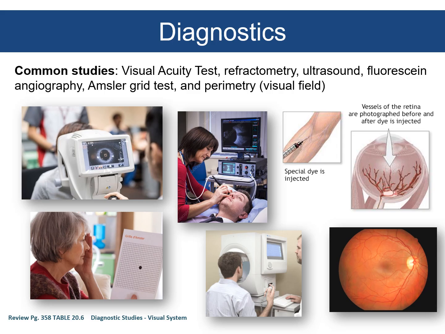Okay, so diagnostics. There are a lot of different types of visual testing. The one that I want you to focus on is the visual acuity test, because that is the baseline. If anybody complains of eye pain or some type of vision issue, blurriness, anything like that, the first thing you're going to do is a visual acuity test using a Snellen chart, which we will see on the next slide. These are some other examples of different kinds of studies that can be done. Please review table 20.6 on page 358, so you can read about each one.